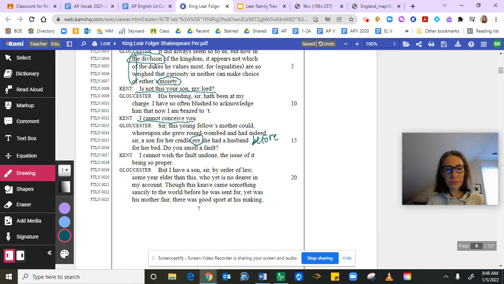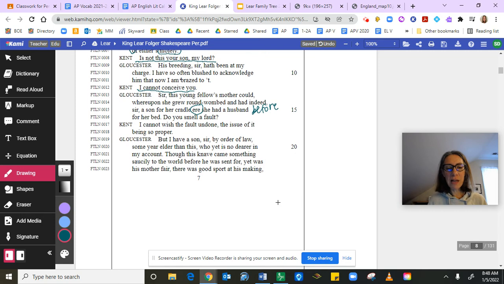I'll put the audio on again, but when Kent says, "I cannot wish the fault undone, the issue of it being so proper," you see in the gloss there, proper can mean handsome. There's a lot of textual evidence that Edmund should be played by an actor who is conventionally attractive for whatever the era. He's considered handsome. Okay, all right, let's listen a little bit more.